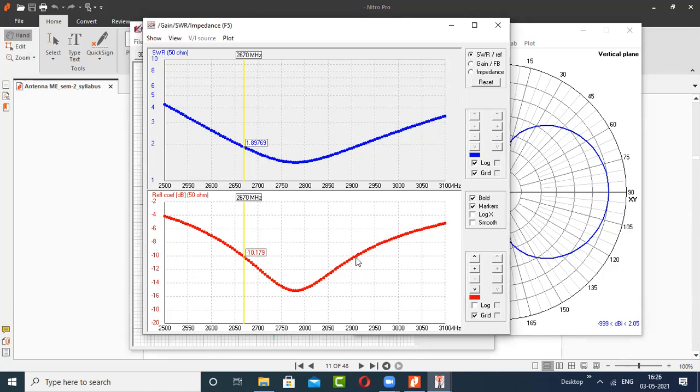Similarly, on the right hand side, find the other minus 10 dB point, and it is coming at 2.91 gigahertz. This is your upper cutoff frequency. So the bandwidth is coming to 240.